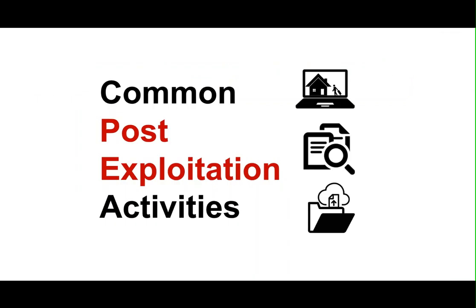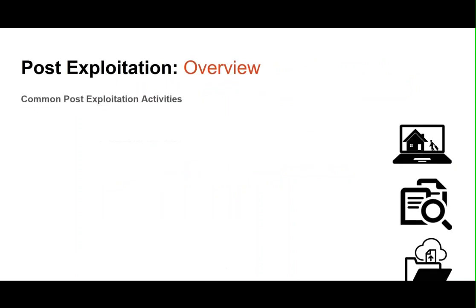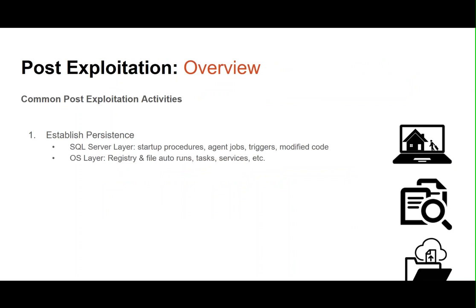So now we're assuming at this point we've taken over SQL Server a variety of ways. We may even have some domain admin privileges at this point, and we want to do some common post-exploitation activities. The first and most common is establishing persistence, meaning I'm basically going to backdoor the server. SQL Server is really neat because a lot of the escalation methods I mentioned before can actually be used as persistence methods. So creating a malicious startup procedure, a malicious agent job, a malicious trigger, modifying existing code. All these things are ways to maintain persistence in SQL Server.